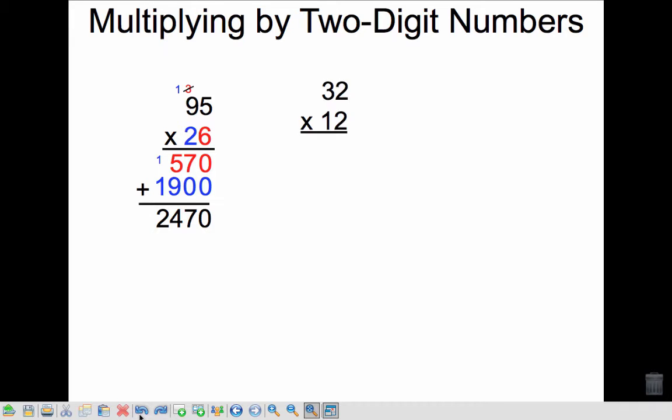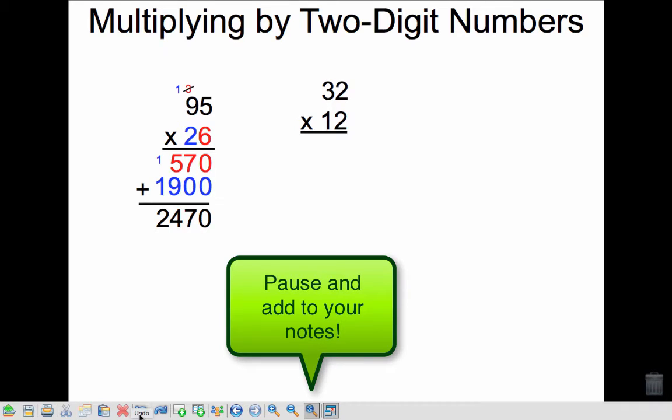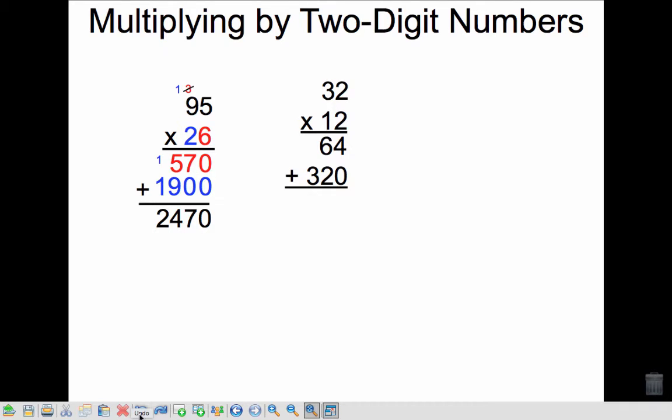Now let's look at another problem. I'd like you to try this problem on your own. Pause the video. Okay, you should have gotten 64 plus 320 for the first part of your answer, and for a final total, 384. Check your answer against mine.